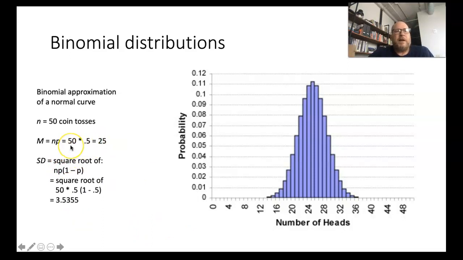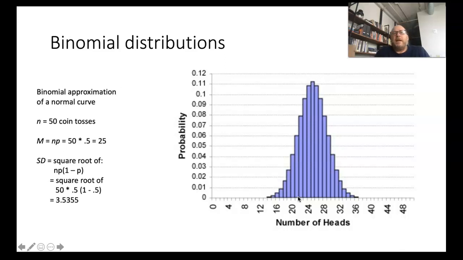The expected value is 50 coin tosses, a 50-50 chance of it landing on heads. You'll wind up with 25 heads. That's what you would expect, and in fact, that's the highest point in this hypothetical distribution. The standard deviation would be the square root of 50 times 0.5 times 0.5. That standard deviation just tells us that we don't expect it to be exactly 25 every time, but 2/3 of the time it's going to fall within the standard deviation of that.